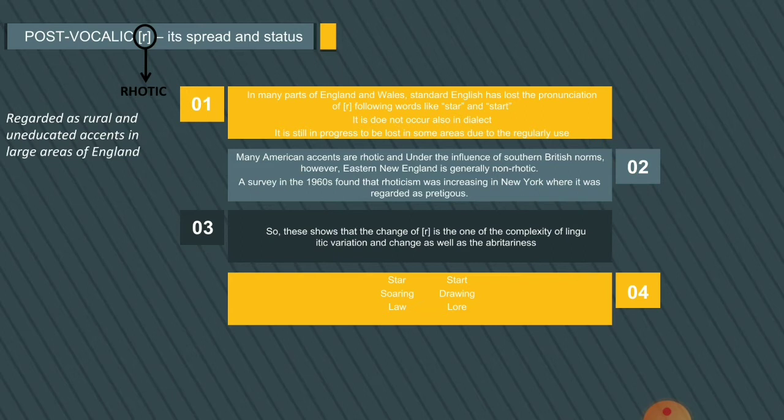Many American accents are rhotic, under the influence of Southern British norms. However, Eastern New England is generally non-rhotic. A survey in the 1960s found that rhoticism was increasing in New York, where it was regarded as prestigious. So, this shows that the change of the r sound is one example of the complexity of linguistic variation and change, as well as its arbitrariness. For example, star and start, or law and lore.